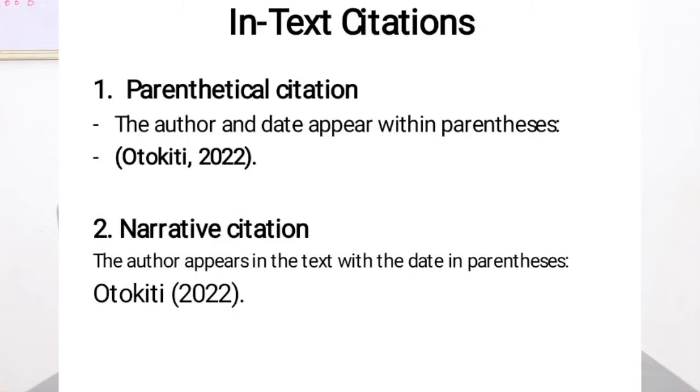Also, in-text citation has two things. One is called the parenthetical citation, and secondly is called the narrative citation. When we say parenthetical citation, it means you are trying to end a particular statement with a reference. Then it comes in parentheses, in brackets. You open the bracket, the name of the author, comma, then the year.